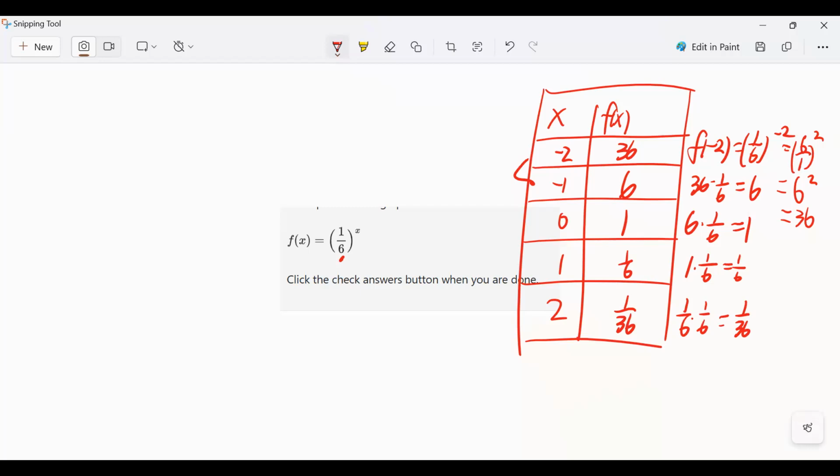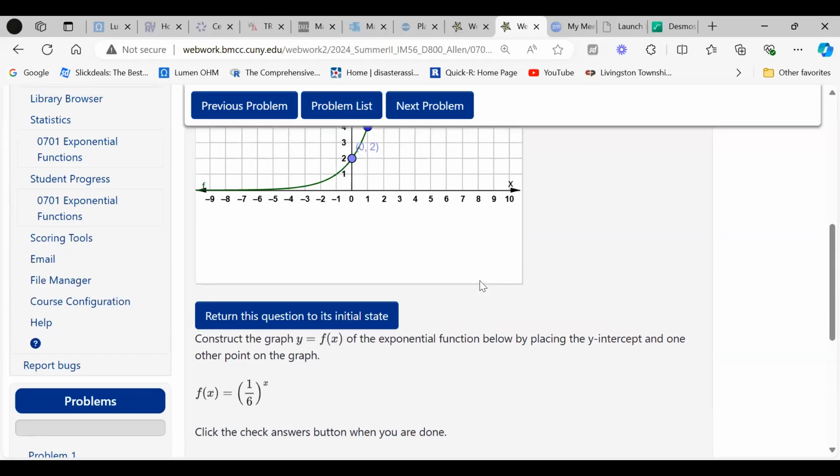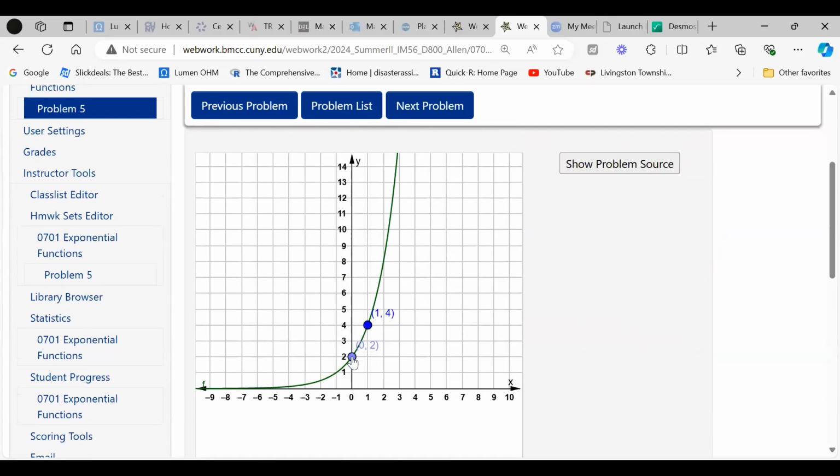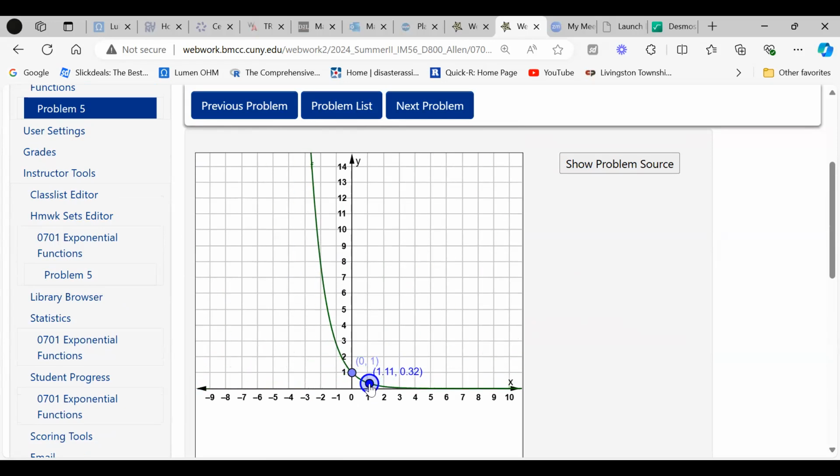So here we're using the pattern, right? The base generates all the y values. That's another way of getting all the y values. I was just going to use a couple of numbers. We're going to use these two: 0, 1, and then 1, 1/6, to graph it. So go back here, 0, 1, and 1, 1/6. One over 6 is about 0.17, right? So you just need to get down to 0.17.